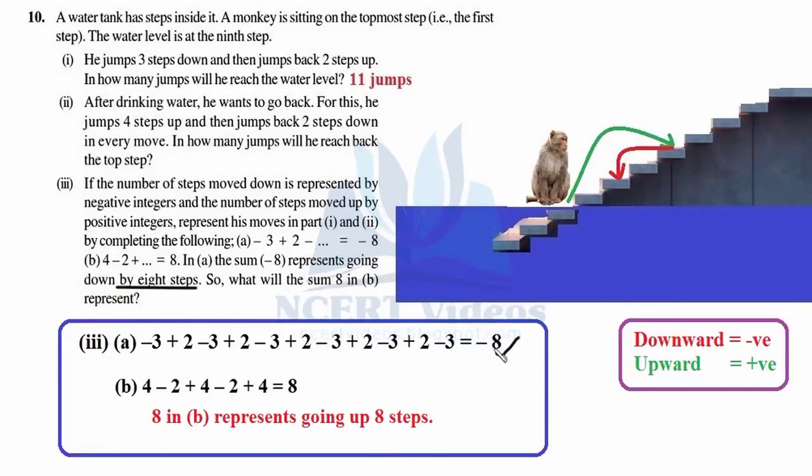Okay, as he has to move to the 8th step as mentioned in the question. So how many times will he have to jump? He has to jump up to minus 8. So the result for that, how many times he has to jump? So it is 8.